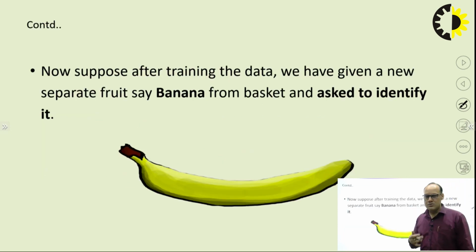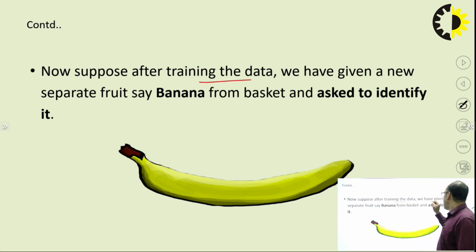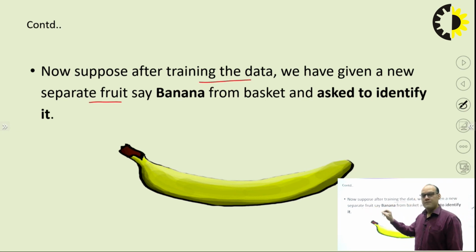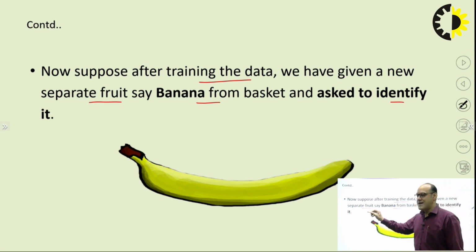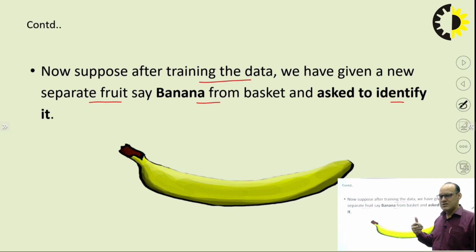So on the basis of this training, now suppose after training I have given a new separate fruit. For example, I have given a new separate fruit, a banana, that is kept in a basket. On the basis of the features of this fruit, for example, color and shape, that machine will predict and identify it. Okay, so this is how this training algorithm works.